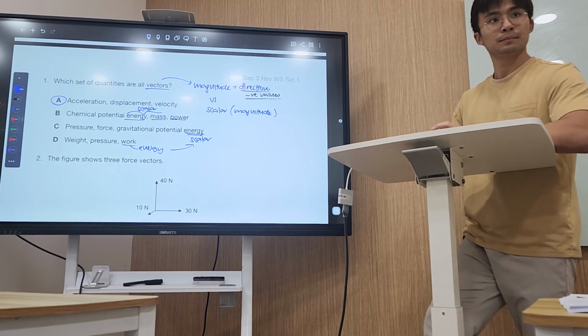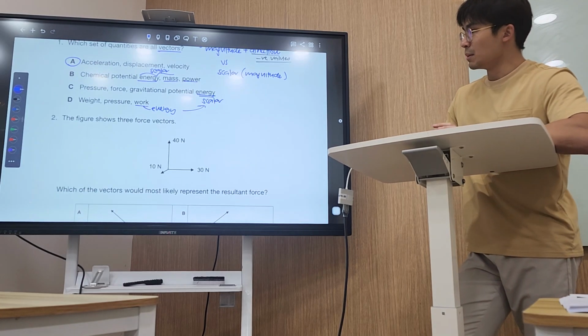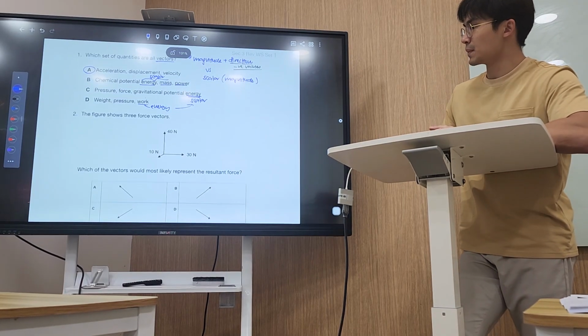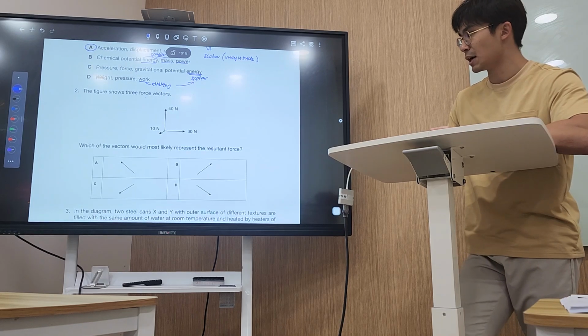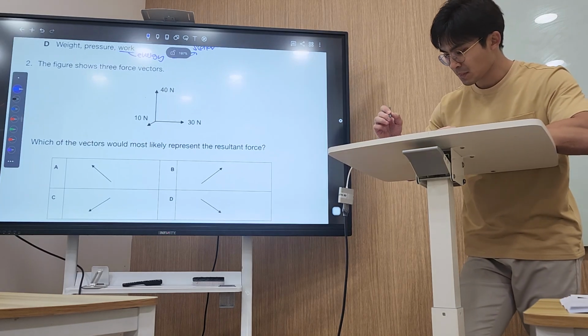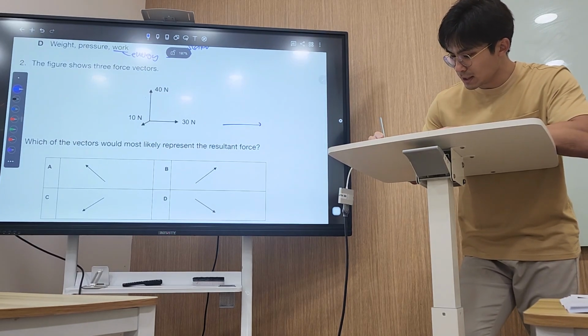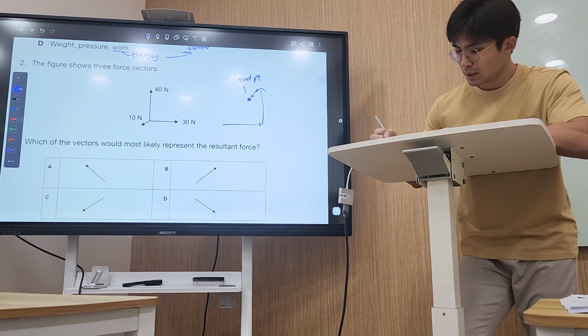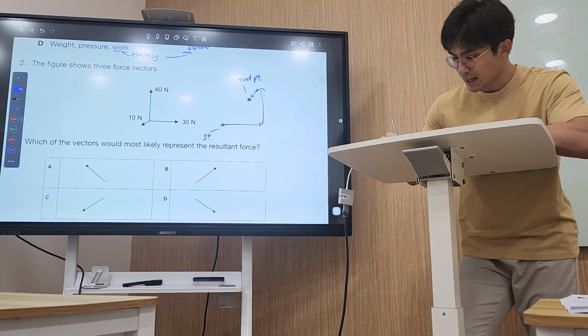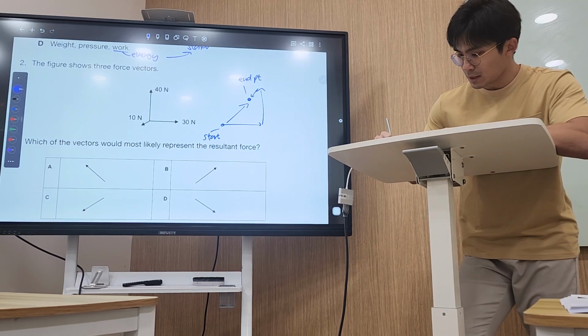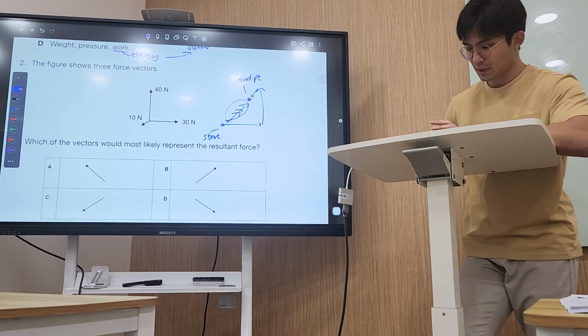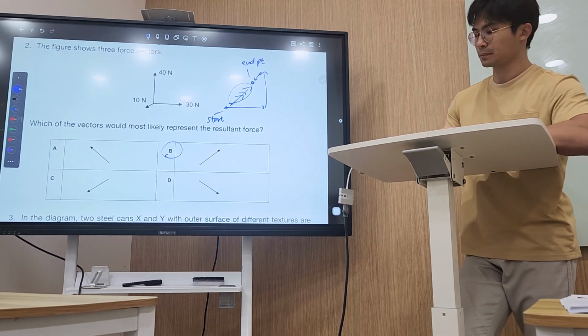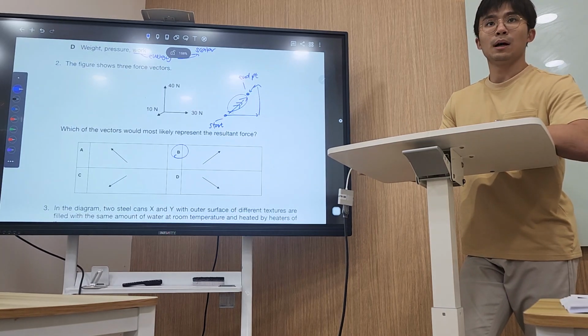Good? Okay, next. The figure below shows 3 force vectors. Which one will likely represent the resultant force? Very easy question, just draw. 30 here, 40 here, you go back 10 a little bit. This is your final point, your end point. So from your start to your end, this is your resultant. So the answer is B. Are we okay?